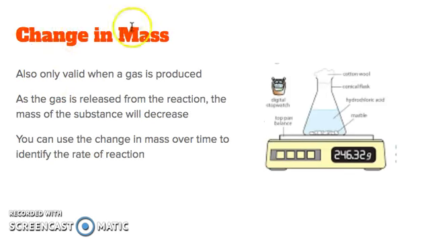The second way is a change in mass, and the change in mass once again is only valid when a gas is produced.